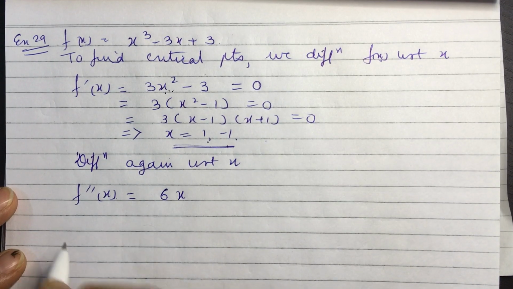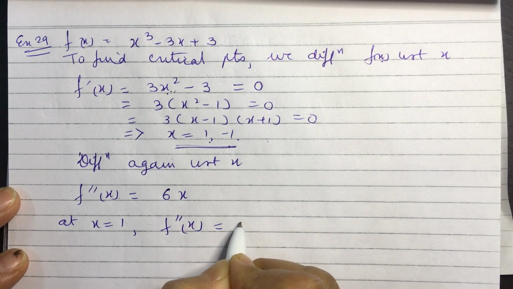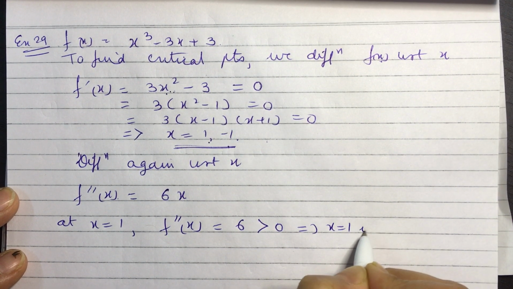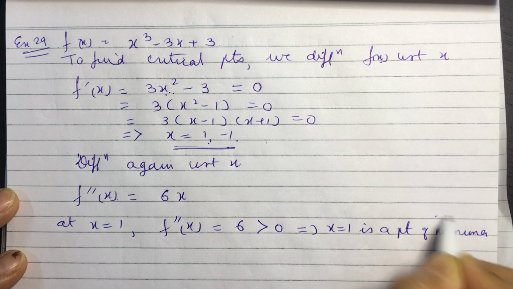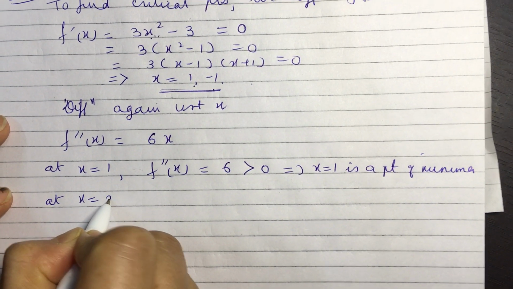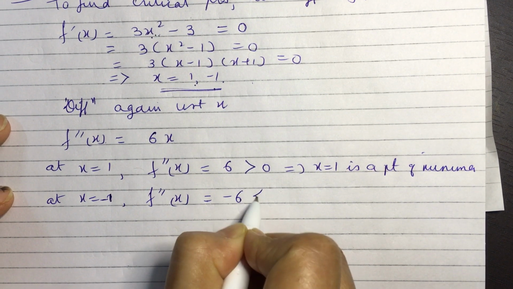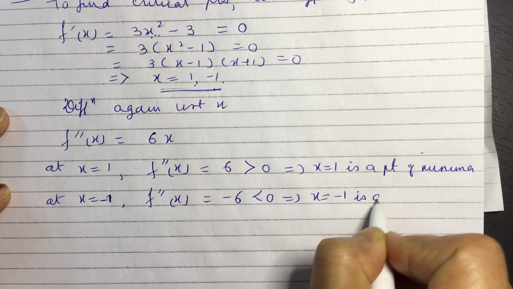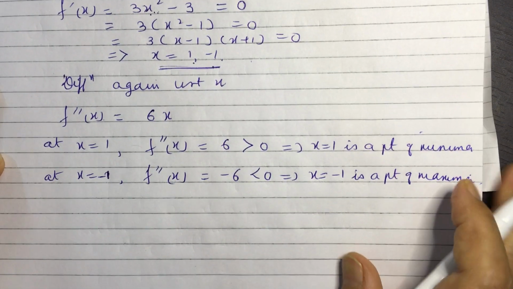At x equal to 1, f''(x) is equal to 6, which is greater than 0. So it implies that x equal to 1 is a point of minima, and this is what we had found out in the previous question also. At x equal to minus 1, f''(x) is minus 6, which is less than 0, which implies that x equal to minus 1 is a point of maxima, and this is what we had found out earlier.